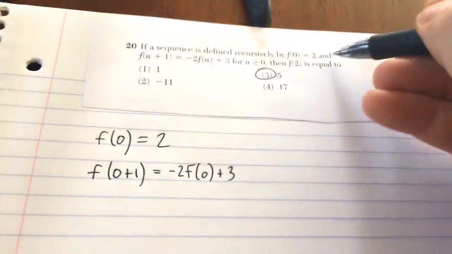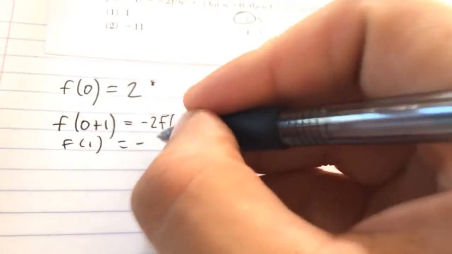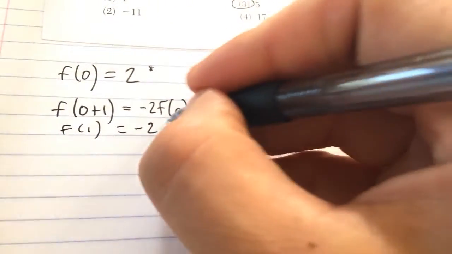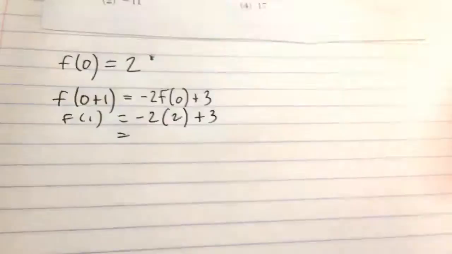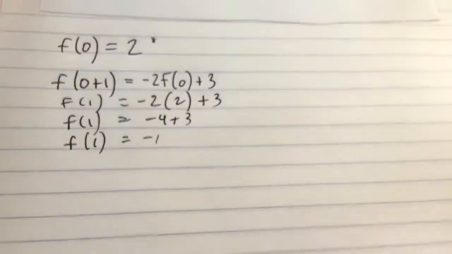For a recursive sequence, I know this, that f of 0 is 2. Now I'm going to plug in 0 for n. So I get f of 1 equals negative 2. Well, f of 0 is equal to 2, so I substitute. I get negative 4 plus 3. You get negative 1. Therefore, f of 1 is negative 1.